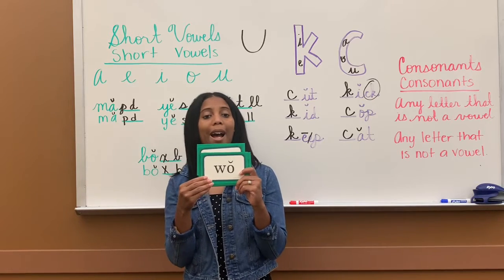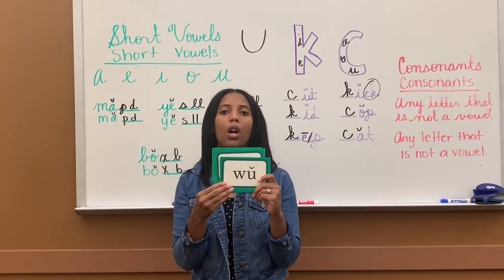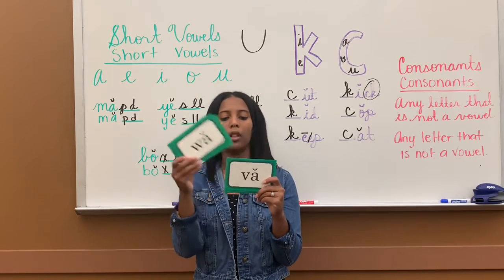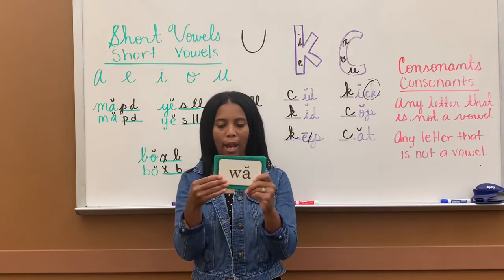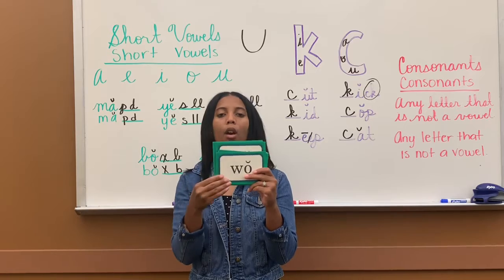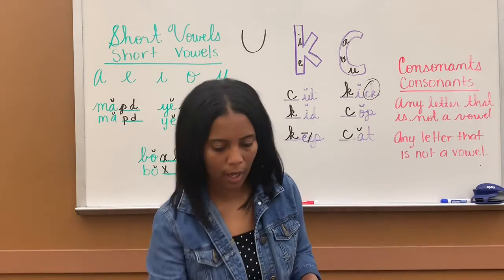W says W. O says ah, put it together, wa. W says w. U says ah, put it together, wa. Let's blend them. Wa, we, we, wa, wa.